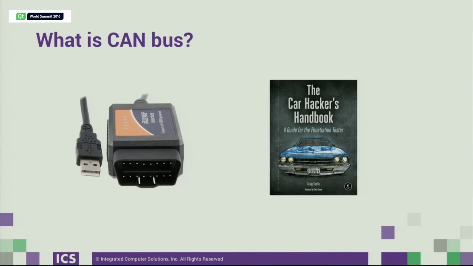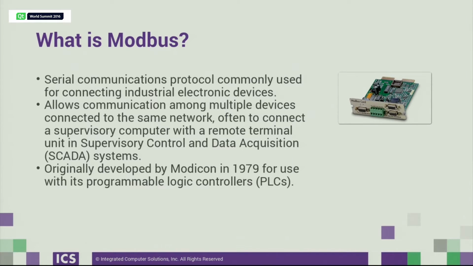So that's CAN bus. We'll get back to that when we talk about the Qt APIs. The other bus supported by the Qt serial bus module is Modbus. This is another serial protocol that's used for connecting different types of devices, more industrial type of devices. And like CAN bus, it lets you have multiple devices connect together on the same network. This came from a company called Modicon, which is where the name Modbus came from, going back to the late 70s when they were using things like PLCs.